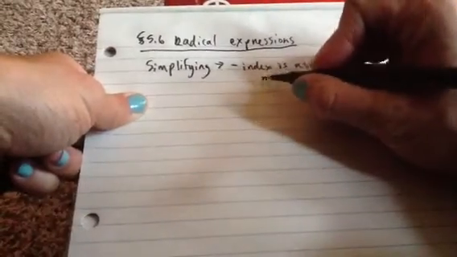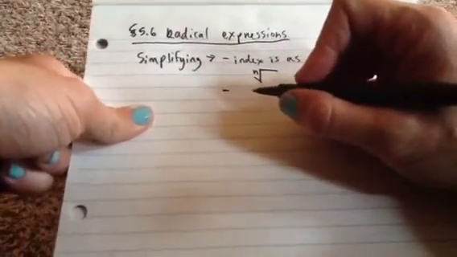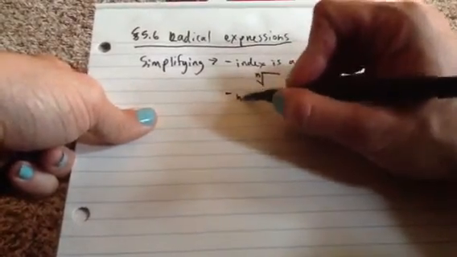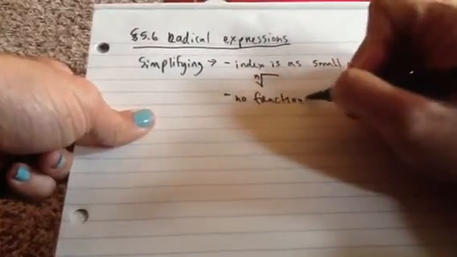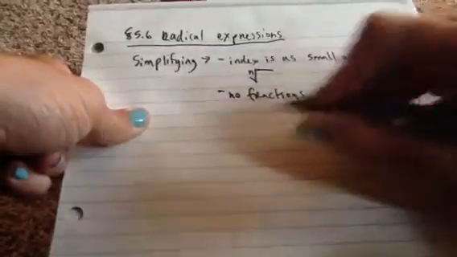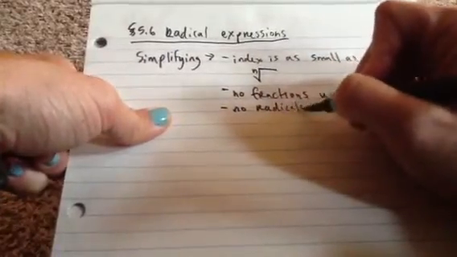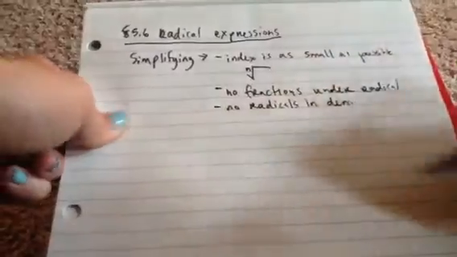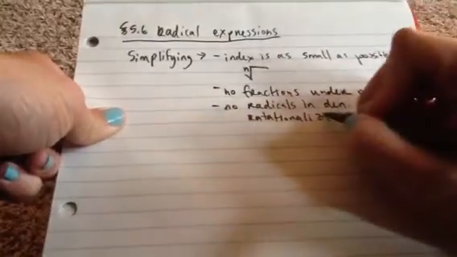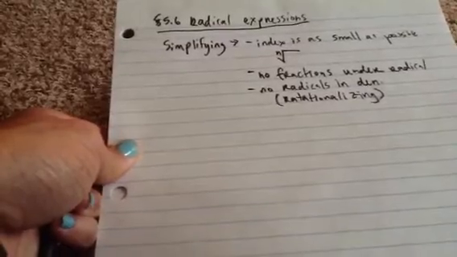Now the index is the number in front of the radical. Another rule is the radicand contains no fractions. So there's no fractions under a radical. So they have to be simplified. Another one is there's no radicals in the denominator. And we'll get to that, that's called rationalizing. And we'll get to that in a little bit. But let's just do some examples to get started.